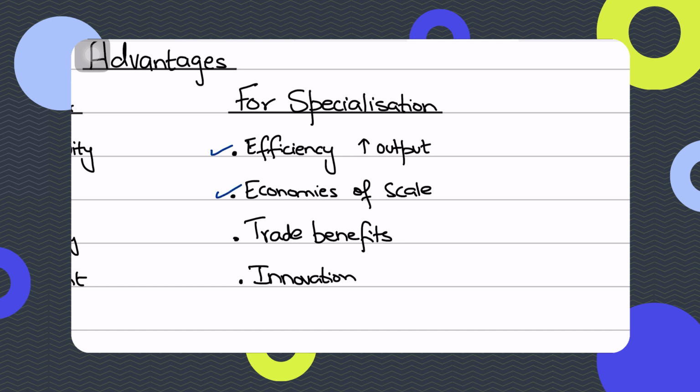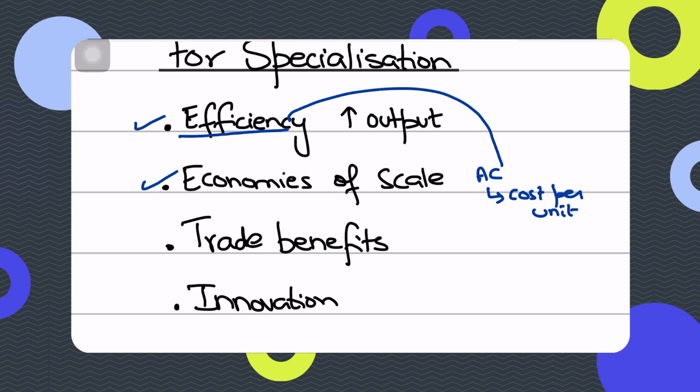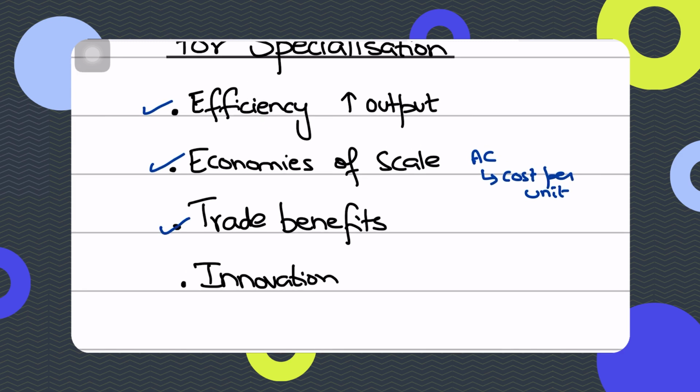Also, it results in a term that is known as economies of scale. Economies of scale means that your average cost, that is, cost per unit, goes down. Remember that specialization would result in higher productivity as well, and like I said, higher efficiency, and that causes your average or unit cost of production to go down. And obviously, these benefits of lower unit cost would then be translated to consumers as well in the form of lower prices.